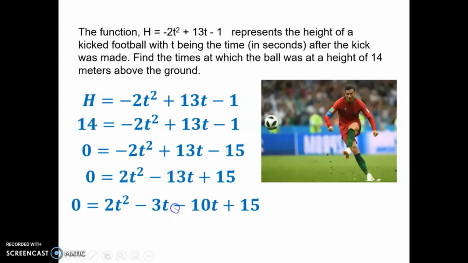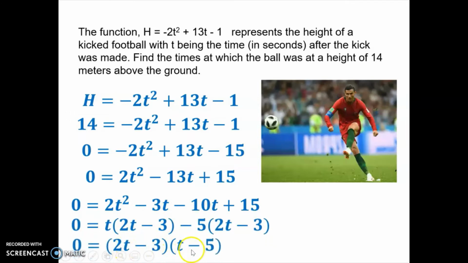Now that you have this, you can factor by grouping. So continuing on, check your work, and complete factored form is this. Now we have something times something equal to 0, therefore each separate factor can be set equal to 0 and solved. 2t minus 3 equals 0, and t minus 5 equals 0. This one here solves to 1.5, because we move the 3 over and divide by 2. And this one solves to 5.